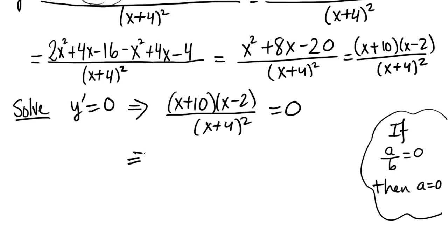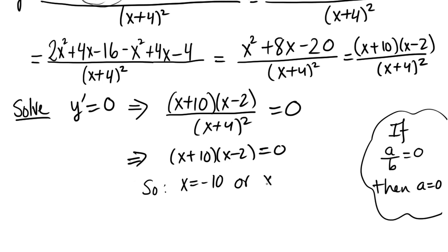So my next step after this would just be to forget about the bottom, I don't even care what it is, and just say that equals 0. If you don't like that, you can maybe put this over 1 and do some cross multiplying. 1 times that is just that, and 0 times x plus 4 squared is 0. Now, from this, we can conclude that either x is negative 10 or x is 2. Now, these are our critical numbers, okay?